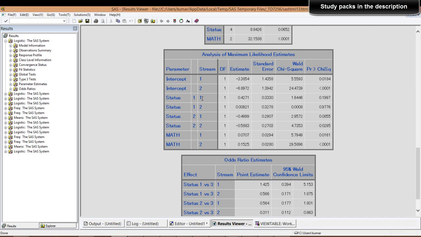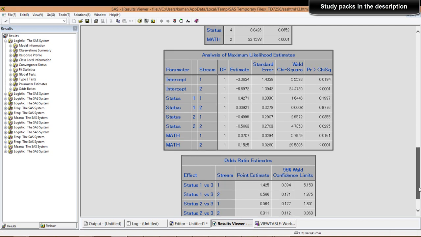So you can see that for dependent variable 1 and status 1, you have one estimate. Dependent variable 2 and status 1 is another estimate. Similarly, dependent variable 1 and status 2, dependent variable 2 and status 2. So status 3 is taken as the base category. So you will have 4 estimates for status, right? If you have 5 categories in the case of status, then you will have 4 times 2, that is 8 estimates. So that's the way you will have it in the results.